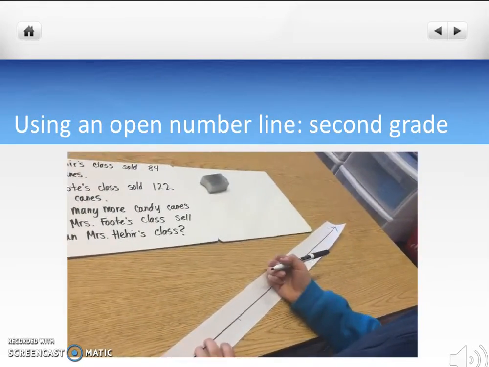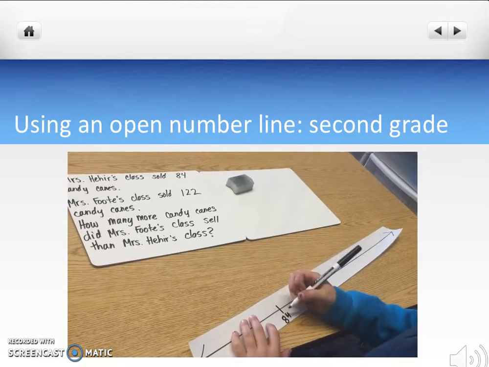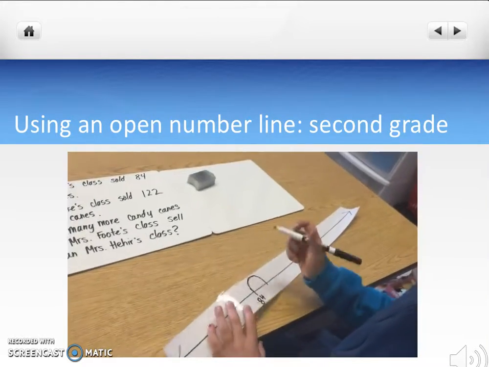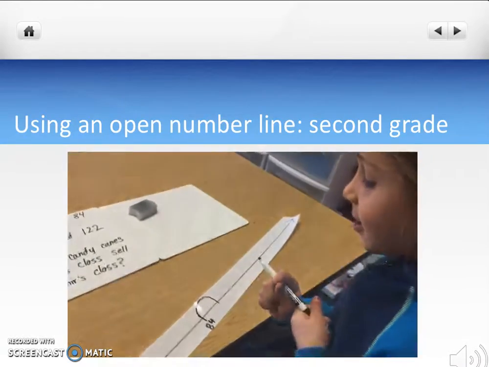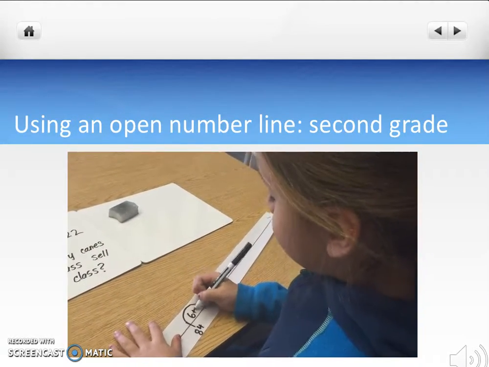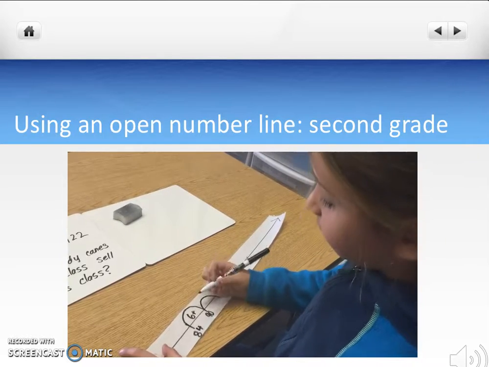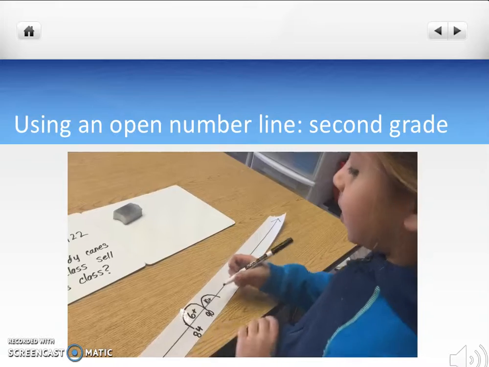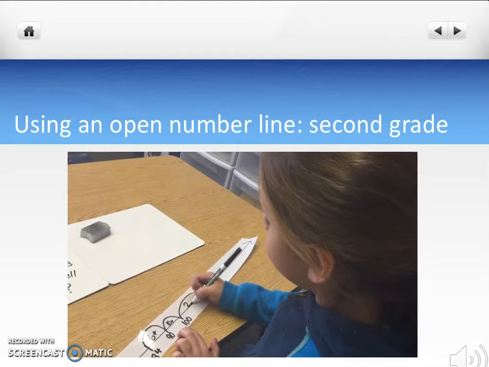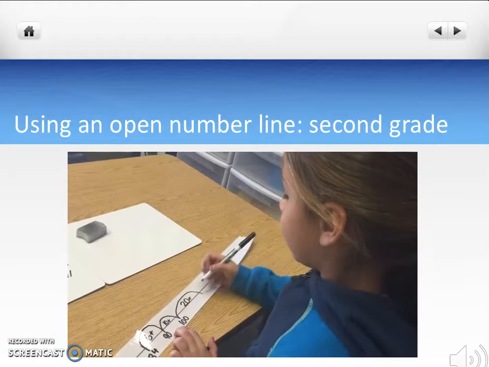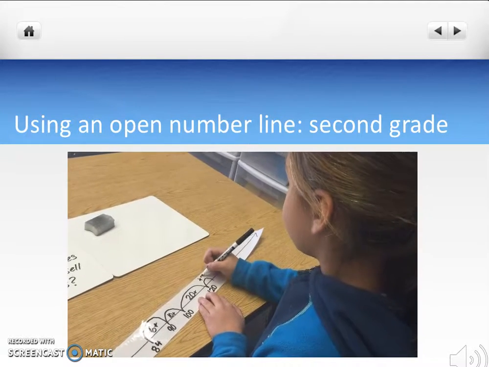I'm going to start at 84. And I'm going to add 6. Why are you adding 6? Because then I'll get to 90 and I can jump 10 to get to 100. Sounds good. 6 equals 90. And then I'm going to jump 10. And that is 100. Then I'm going to jump 20. And that is 120. Then I'm going to jump 2. And that is 122.